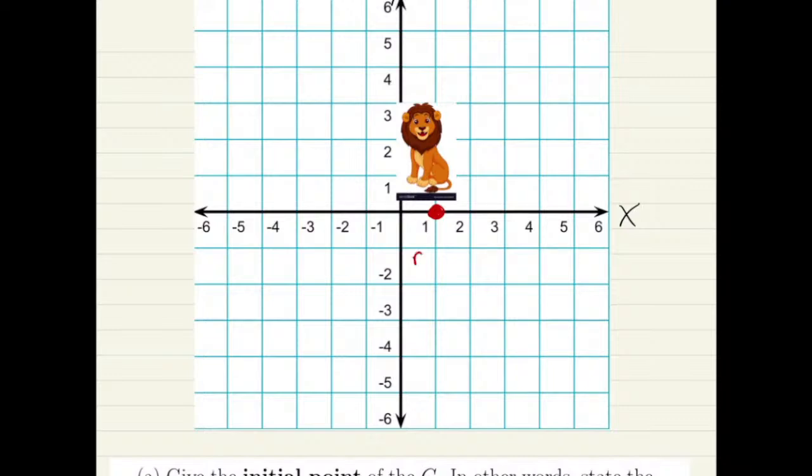And I can label this very nicely in terms of t and x, y. r of 0 equals 1, 0. This is how I want you to label your points for vector functions. Give me the value of t, and give me the x and y coordinates as well. This is a nice, efficient way to do this. r of 0 equals 1, 0. Done. That's where the lion started out.